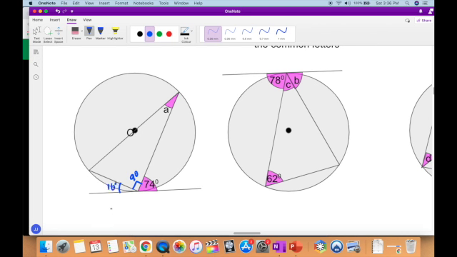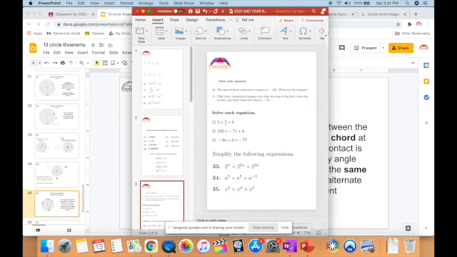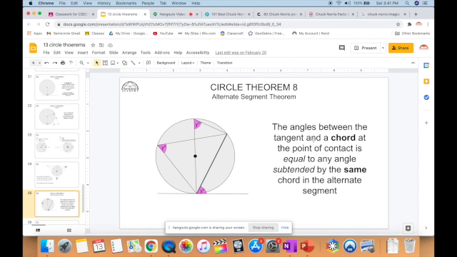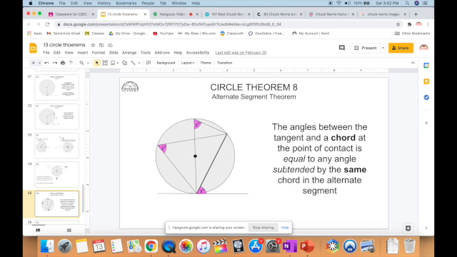Nice. So what now? And then we have, oh, here we go. This one might help us. The angle between the tangent and a chord. Yes, this is a chord, and this is the tangent, and we have the angle between the tangent and the chord. The angle between the tangent and the chord at the point of contact is equal to any angle subtended by the same chord in the alternate segment. So the angle that is created by this chord, which is this angle Y here, in an alternate segment.